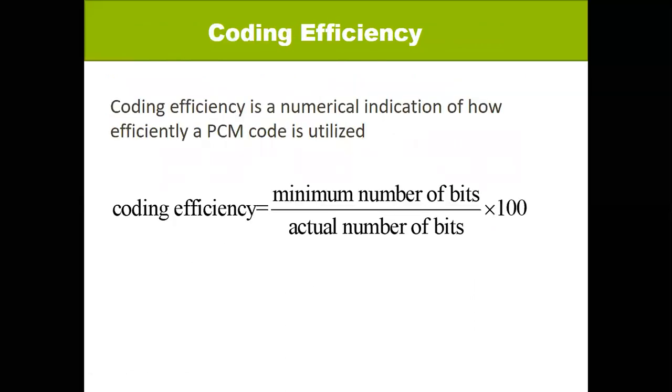Okay, now coding efficiency. This is for linear, folded and unfolded PCM. Coding efficiency is the minimum number of bits used divided by the actual number of bits, multiplied by 100. What is the minimum number of bits? If we calculate from the dynamic range, the number of bits can be a fraction, but we cannot use a fraction. We have to go to the nearest integer value. That one will be the actual number of bits.